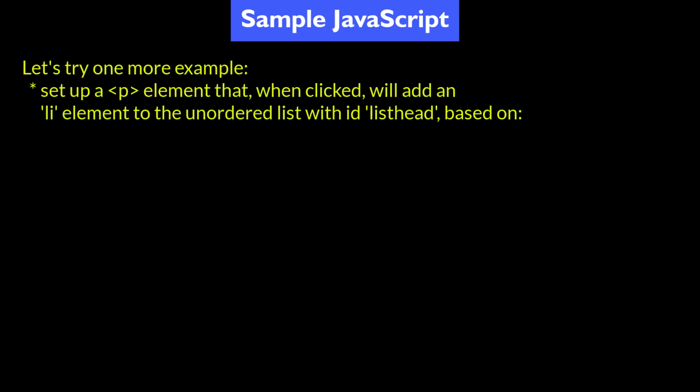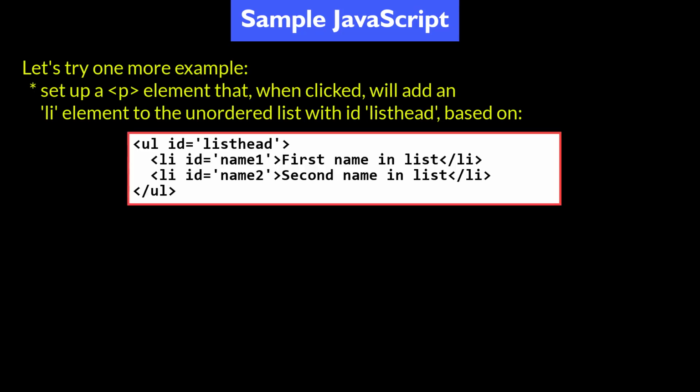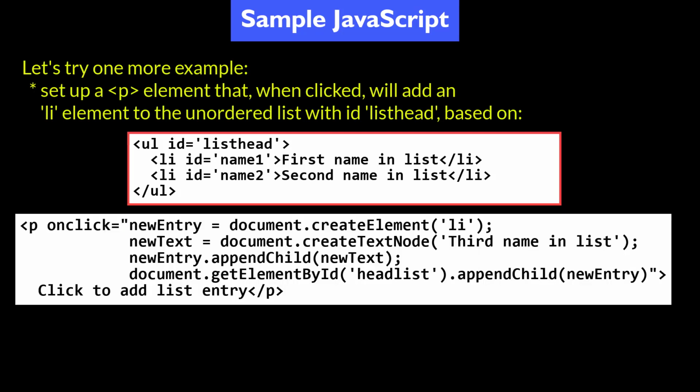Let's try one more example. Set up a P element that, when clicked, will add an LI element to the unordered list with ID listhead, based on these lines of code we saw earlier. UL ID equals listhead, LI ID equals name1, first name in list, end LI. LI ID equals name2, second name in list, end LI, end UL. So the code goes like this.